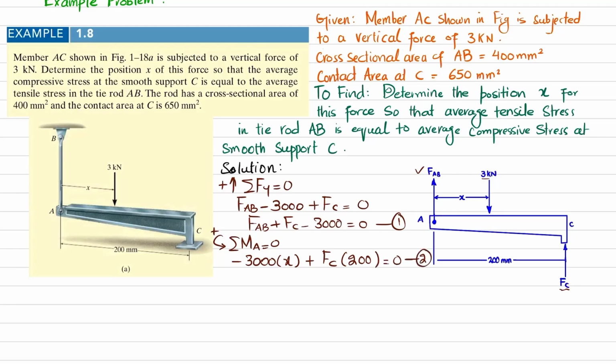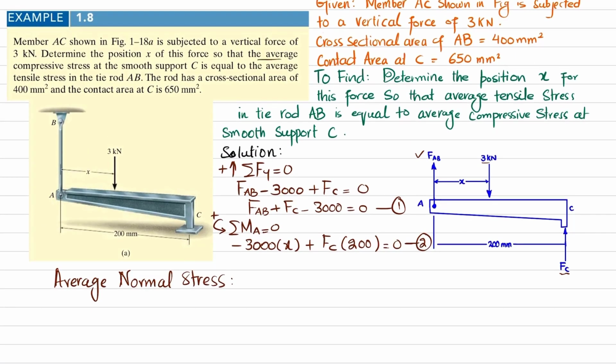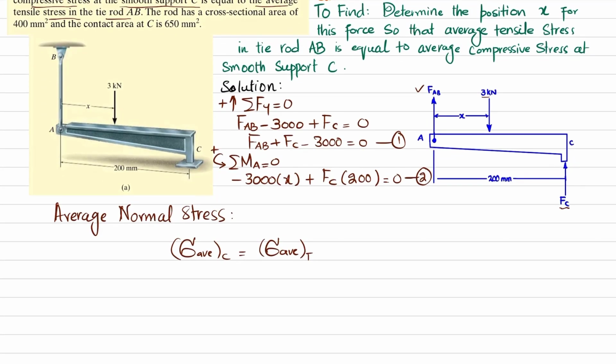Now in equation number 1, FAB and FC are unknown, so we cannot find these, and in equation 2, FC and X are unknown. So we will find these unknowns by using a third equation. So let me write it. The statement was given for average normal stress. So let me also tell you, it is given that the average compressive stress at smooth support C is equal to the average tensile stress in the tie rod. Clear? So what is the average normal stress at C? It will be equal to the force at C divided by the area at C, and the average normal stress in the tie rod is equal to FAB divided by the area of AB.